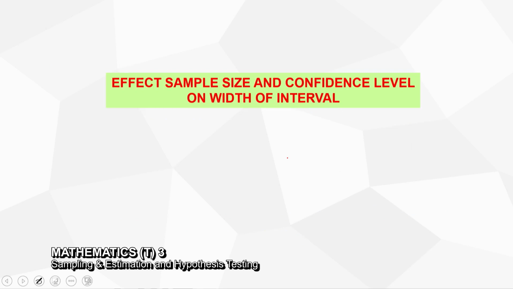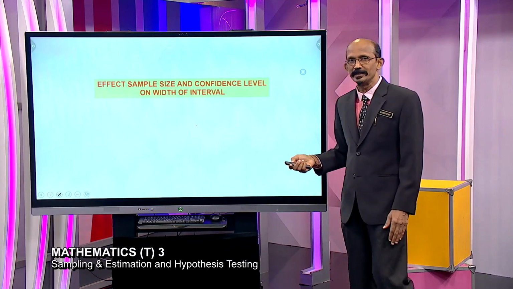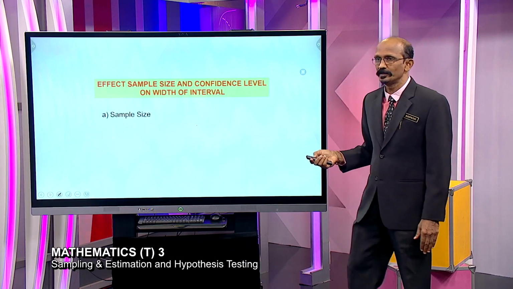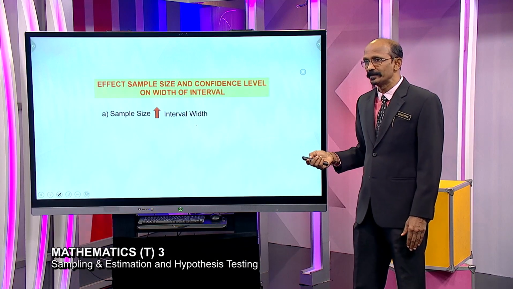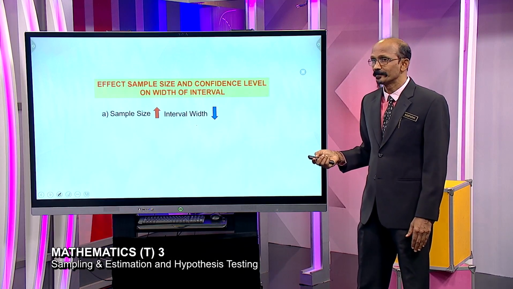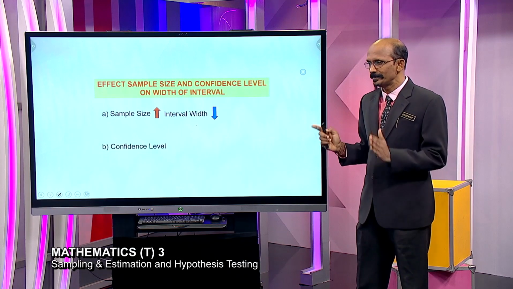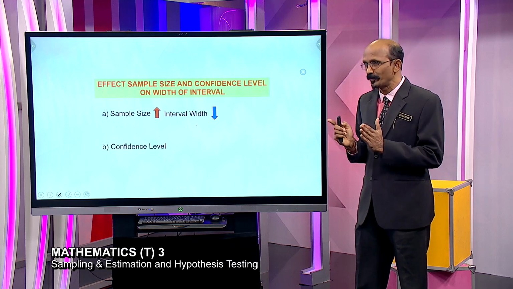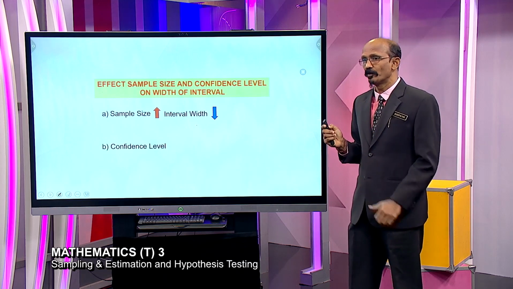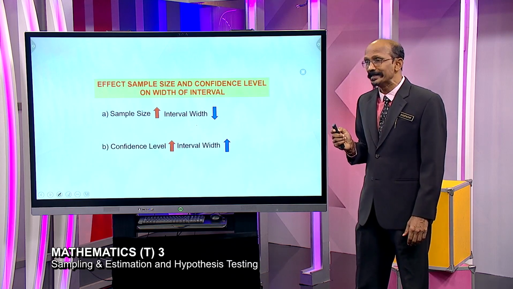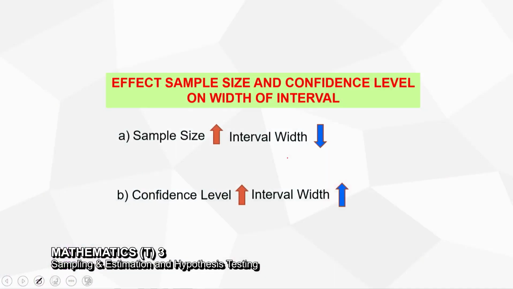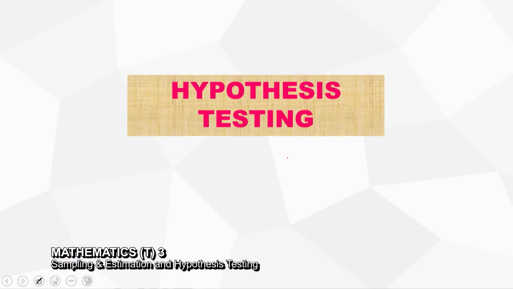So the effect of sample size and confidence level on the width of the interval. You should know that when sample size increases, the width of the interval will decrease. We want to make the interval much narrower. When confidence level increases, your interval width will also increase. So narrower is much better. Okay, we continue.